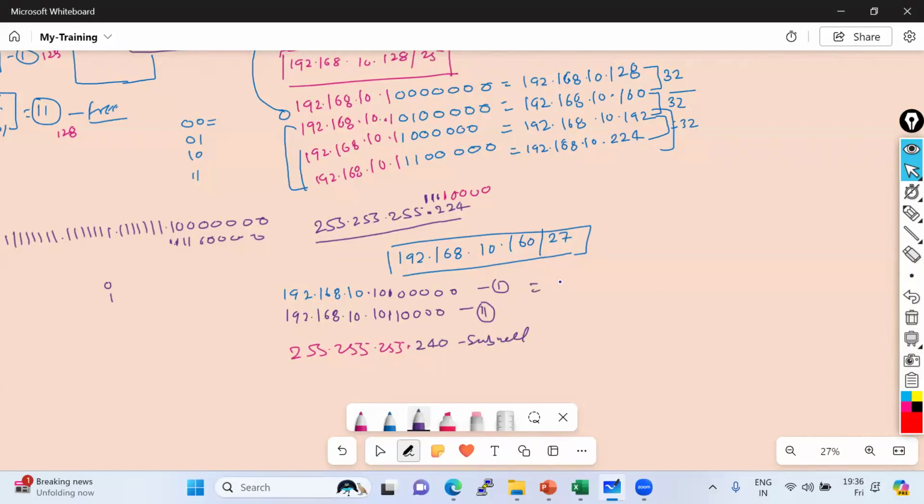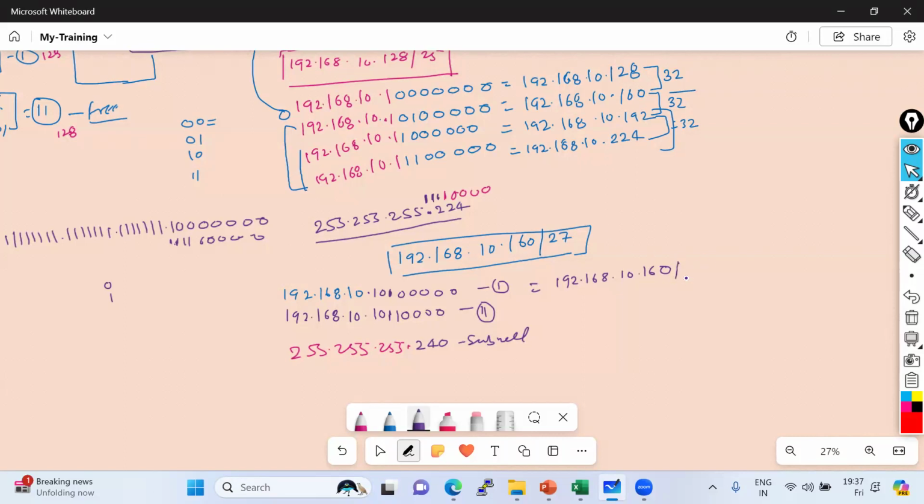So what is your new network? 192.168.10.16, right? If you convert this into binary, how much is going to happen? You tell me. 128 plus 32, that's 160. This is correct, 160.